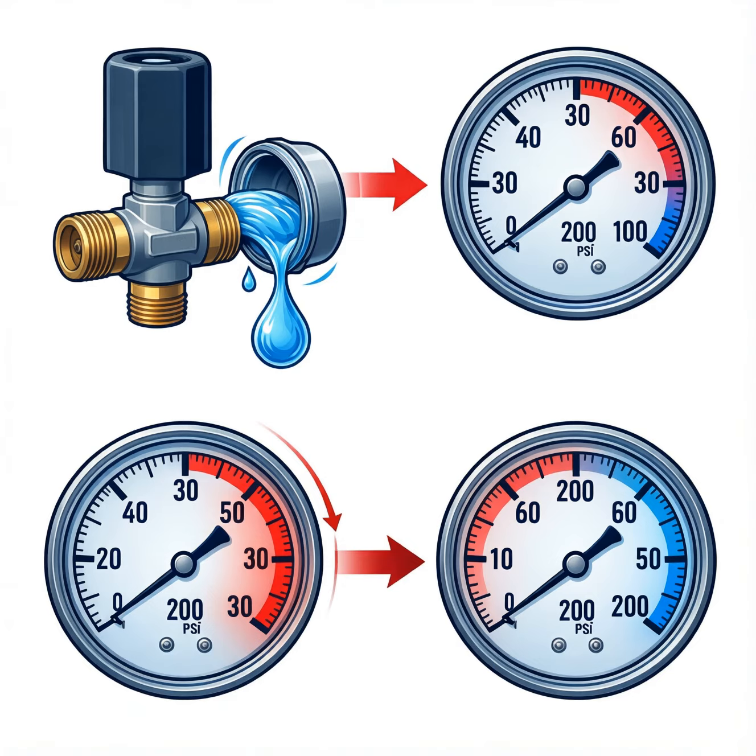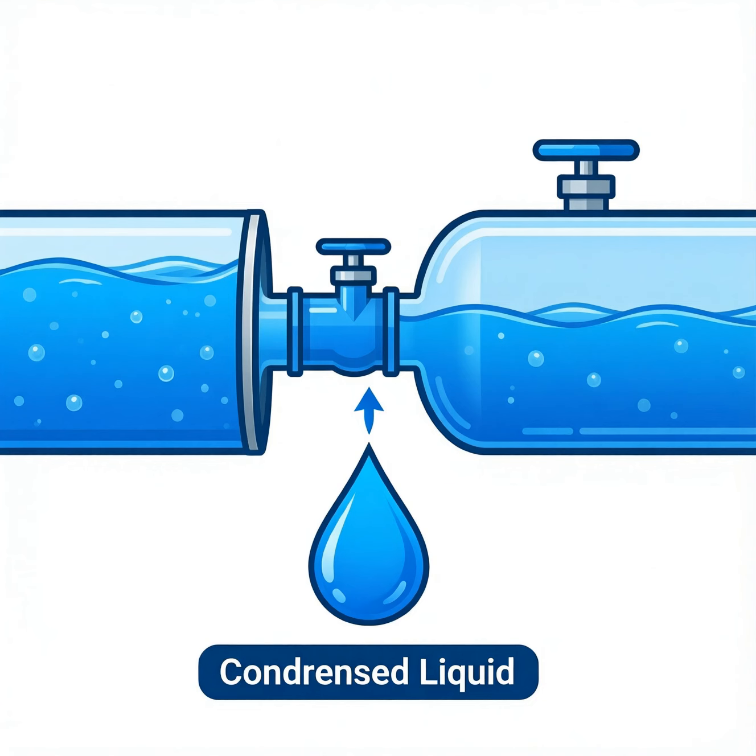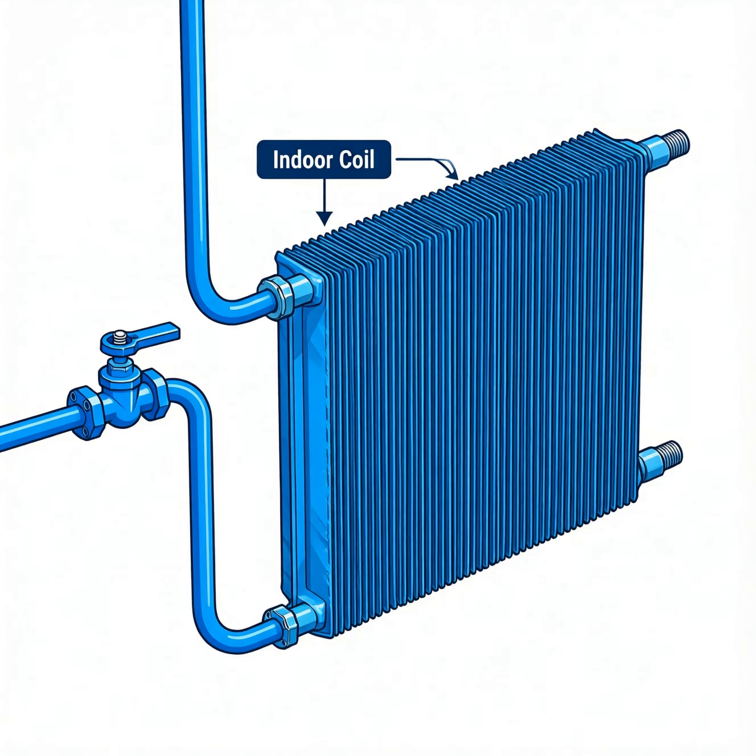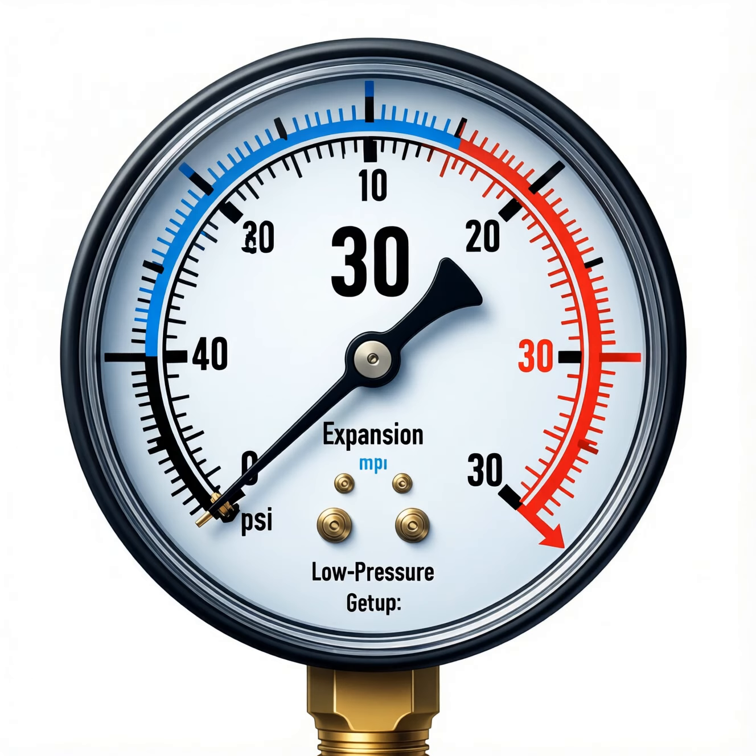The refrigerant now becomes a cold vapor that continues through the evaporator. A pressure gauge on the low-pressure side shows a sharp drop to about 30 psi. This dramatic change is what makes the indoor coil feel like an ice box. The expansion valve's precise control ensures the refrigerant never freezes inside the coil. Thus, the cycle continues with low-pressure vapor returning to the compressor. The compressor then pressurizes it again, restarting the refrigeration loop.